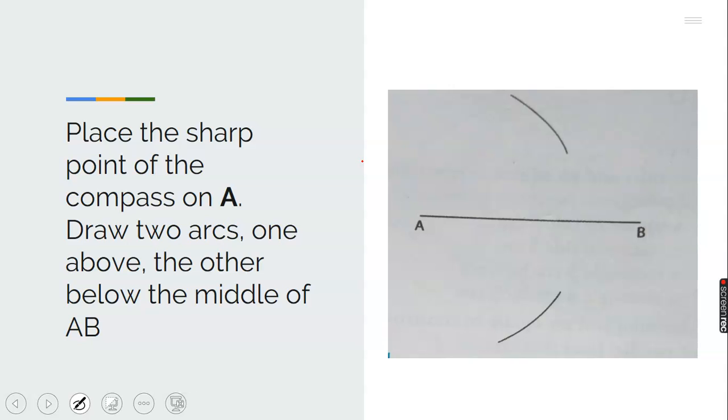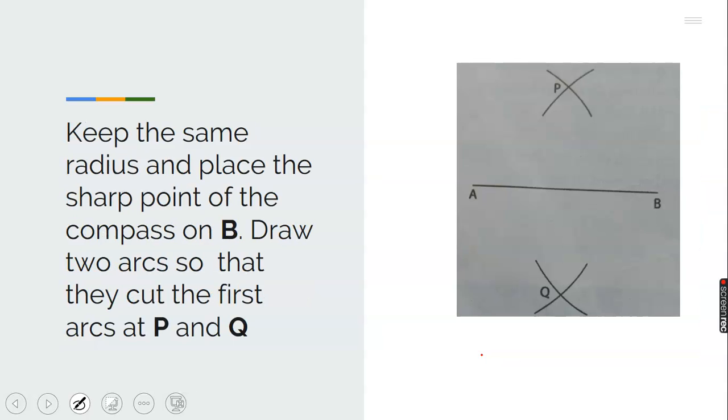Now, place the sharp end, the sharp point of the compass on A. Look at, you place the sharp point on this end. Then, with the radius you opened, you mark an arc here, mark another arc here. Now, draw two arcs, one above and the other below the middle of AB. Now, look at, you put the sharp end on A, then with the other side that has the pencil, you mark an arc here, you also mark an arc here.